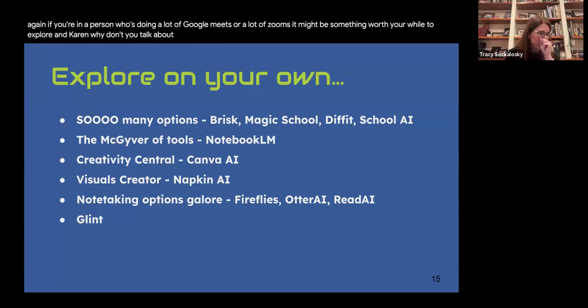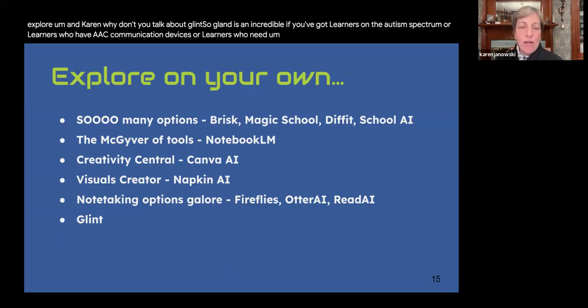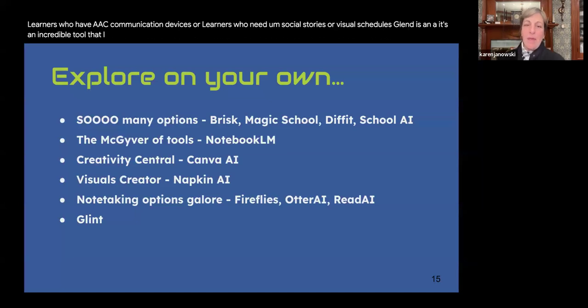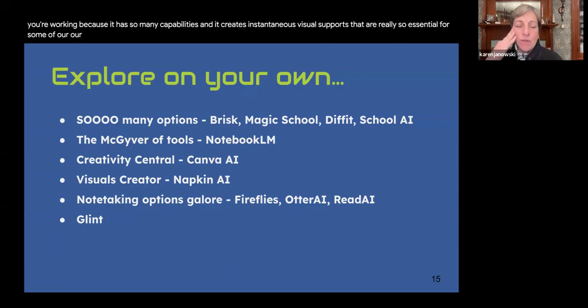And Karen, why don't you talk about Glint? So Glint is incredible if you've got learners on the autism spectrum, or learners who have AAC communication devices, or learners who need social stories or visual schedules. It's an incredible tool that I highly recommend you explore if this is the population you're working with, because it has so many capabilities and it creates instantaneous visual supports that are essential for some of our learners who thrive when they are given visuals.